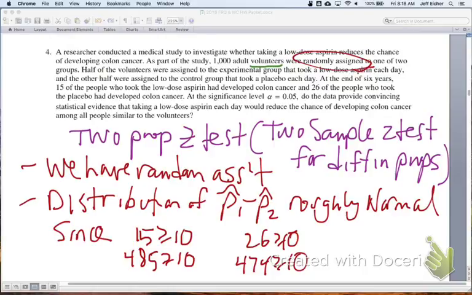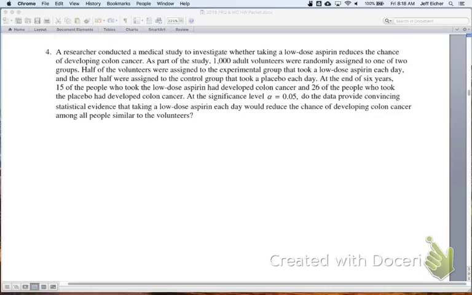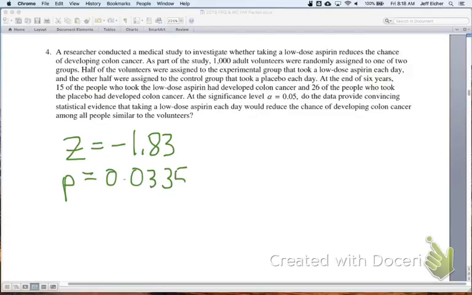Okay, so number 3 in our 4-step process, we have our hypotheses, we have the name of our test, 2-prop-z test, and we have our conditions checked. The conditions are met, so let's run our 2-prop-z test on our calculator. Running the test, I got a z equals negative 1.83, and I got a p-value of 0.0335.